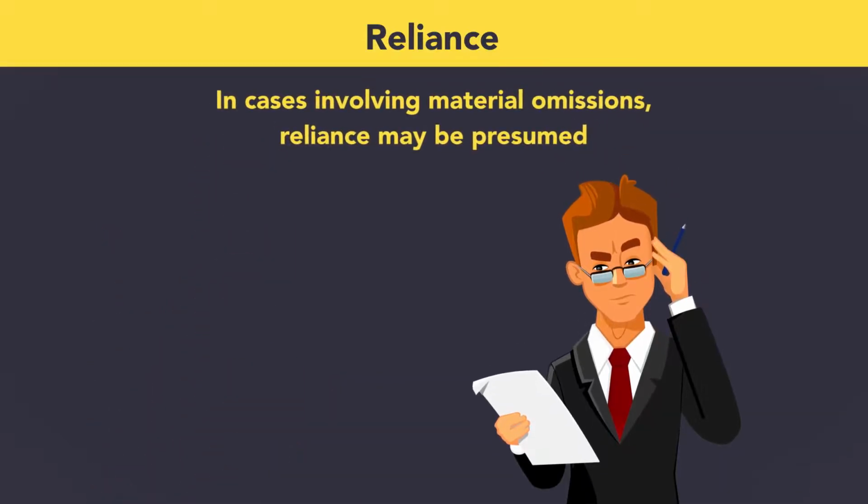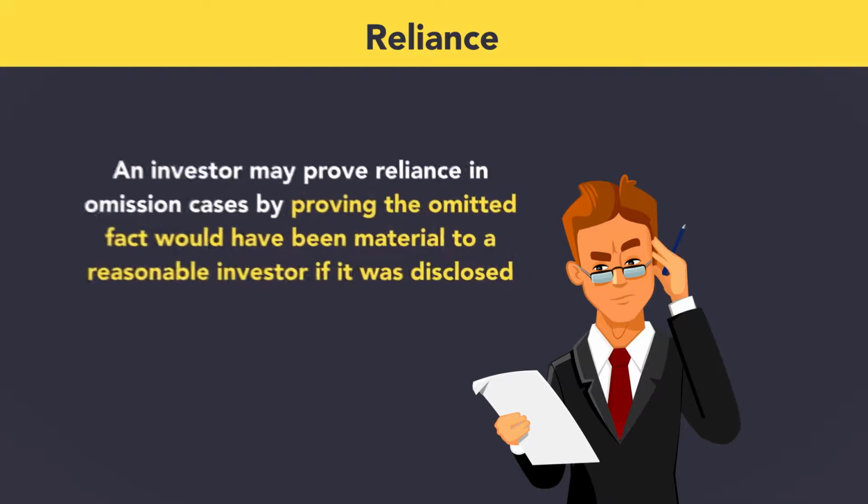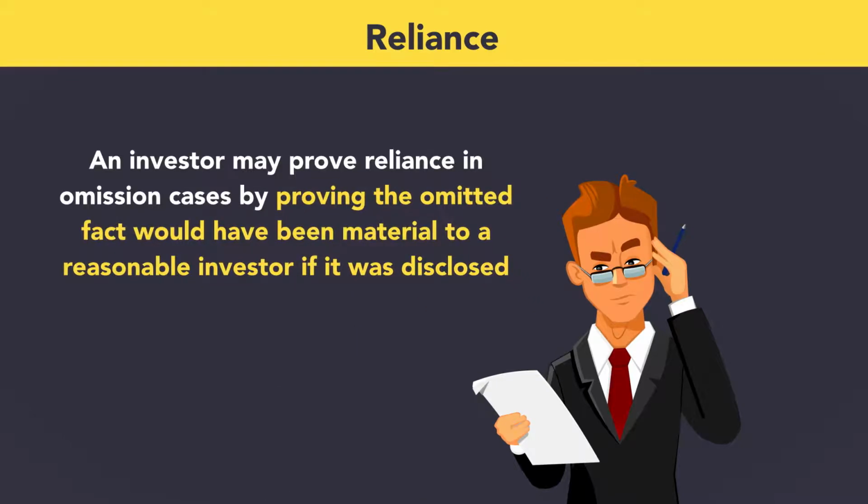In cases involving material omissions, reliance may be presumed. This rule flows from the difficulty in proving reliance on something that was not stated. Thus, an investor may prove reliance in omission cases by proving the omitted fact would have been material to a reasonable investor if it had been disclosed.